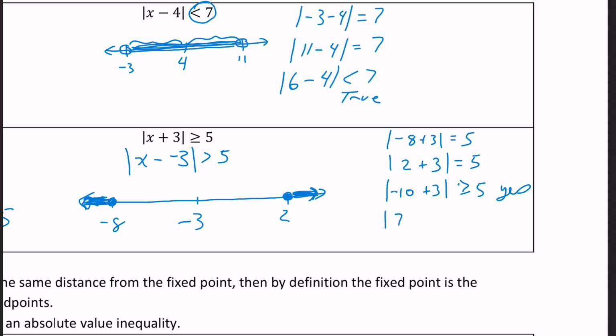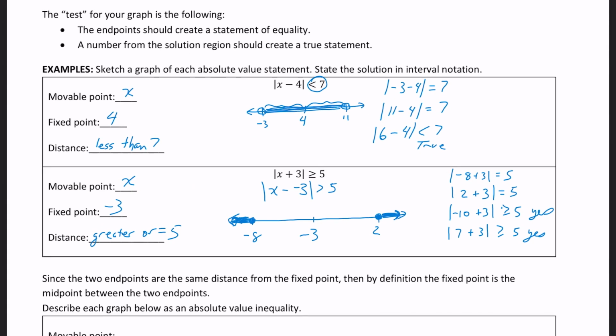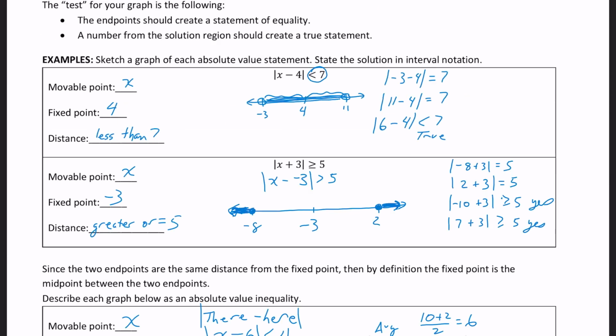So let's do 7 plus 3 absolute value. Is that greater than or equal to 5? Well, 10 is greater than 5, so yes. So that's the way that you make a graph and check a graph. I forgot to do the interval notations on these graphs as the instructions said. You'll have to do that on your homework.